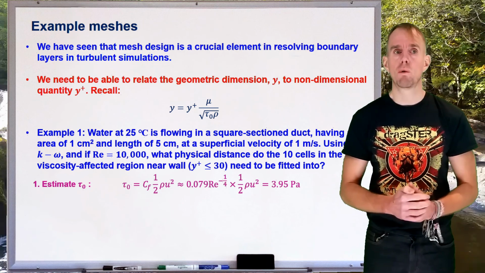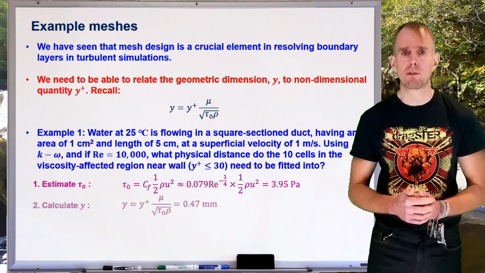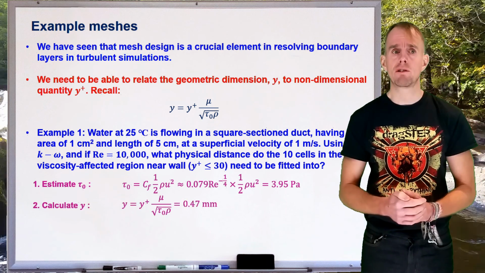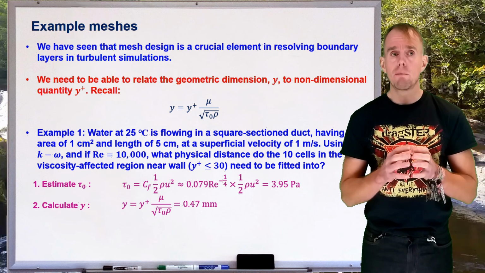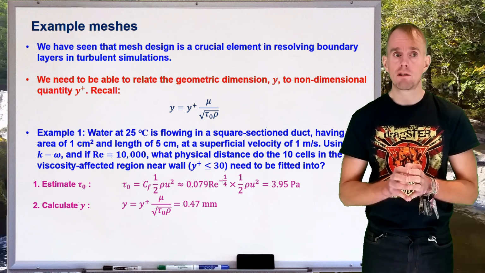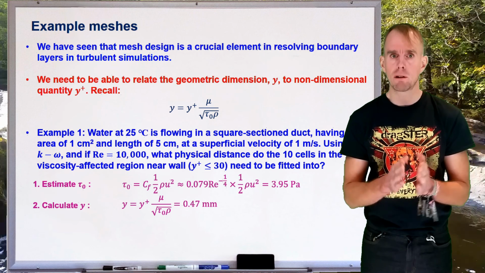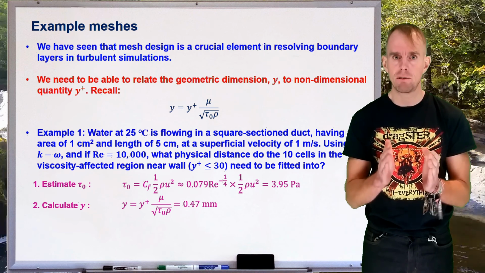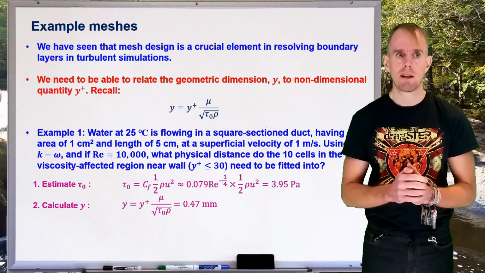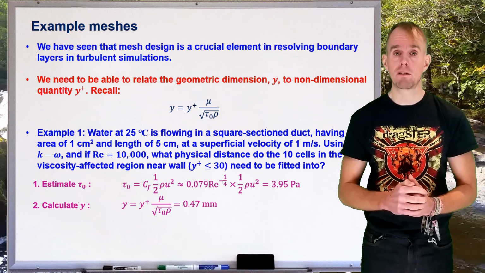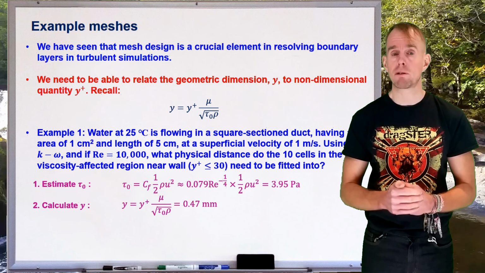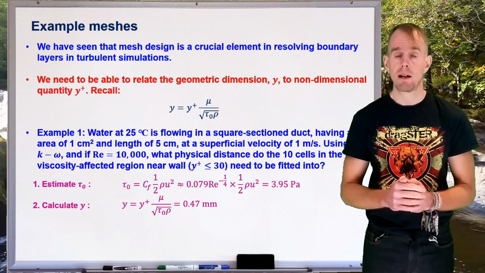So now that I know tau naught, now that I know my fluid, it's water at 25 degrees C, which gives me mu and rho. I know that my dimensionless distance needs to be 30 at maximum, because all my mesh cells have to fit into that dimensionless distance of 30. So I can work out physically, for the flow situation and material that I've got, that relates to about 0.47 millimetres.